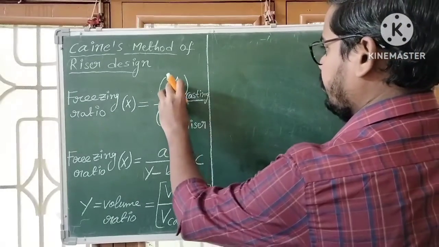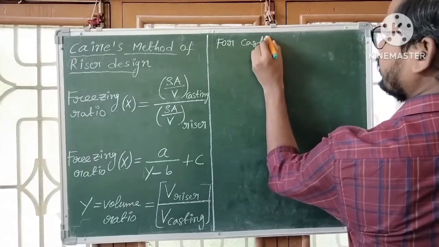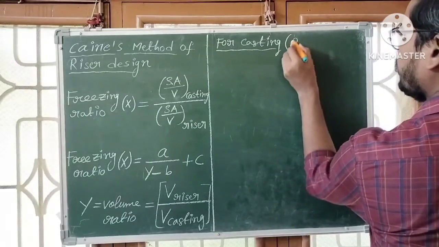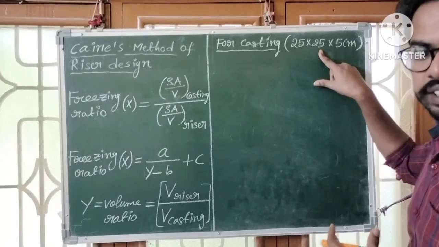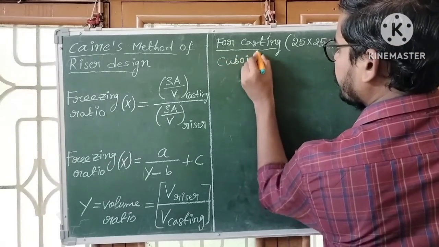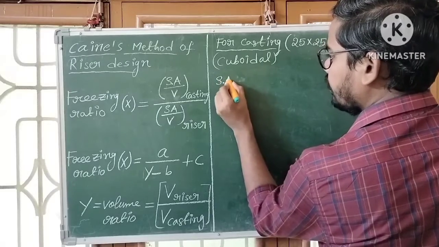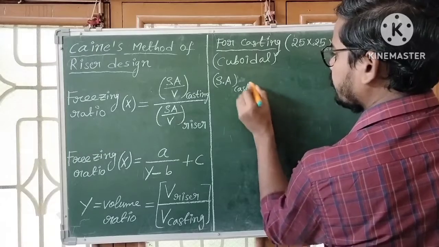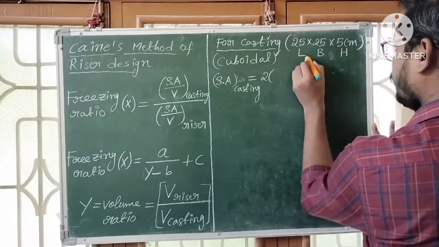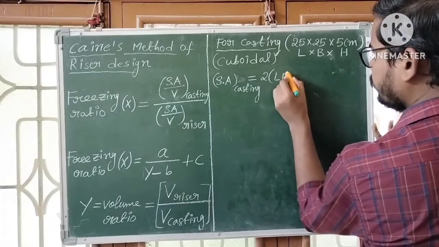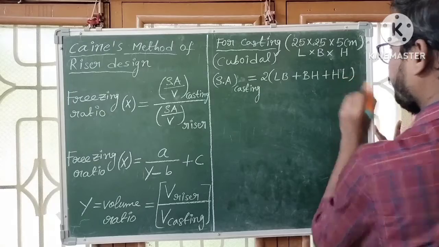So first of all, let us find the freezing ratio X. For the casting, the given dimensions are 25 into 25 into 5 centimeters, so the shape of the casting is cuboidal. For a cuboidal casting, the surface area is 2 into (LB plus BH plus HL), where L is length, B is breadth and H is height.